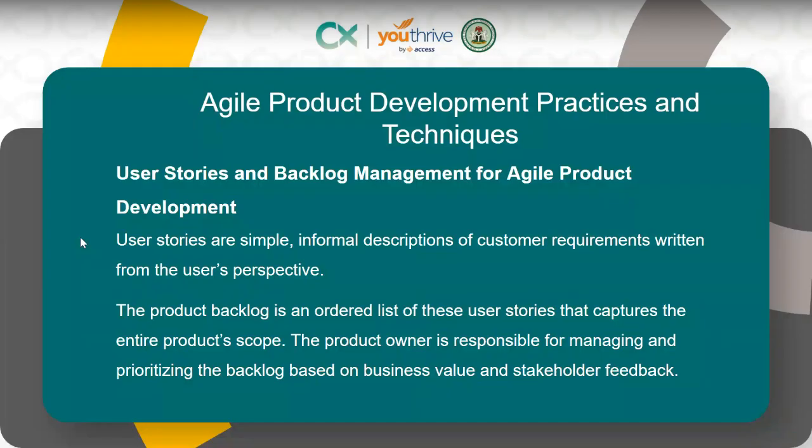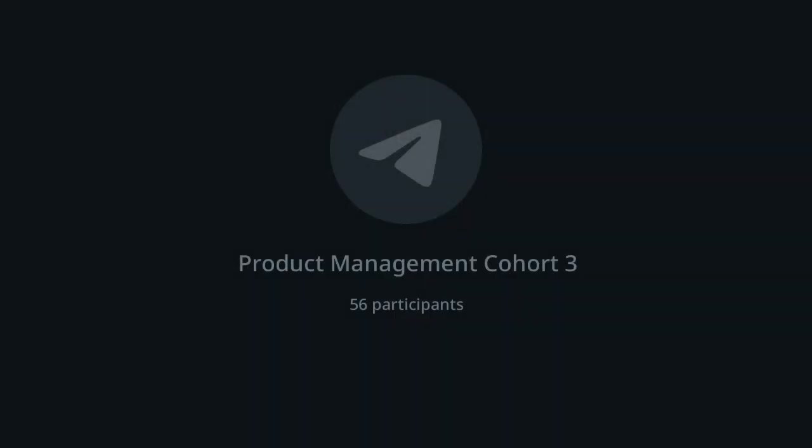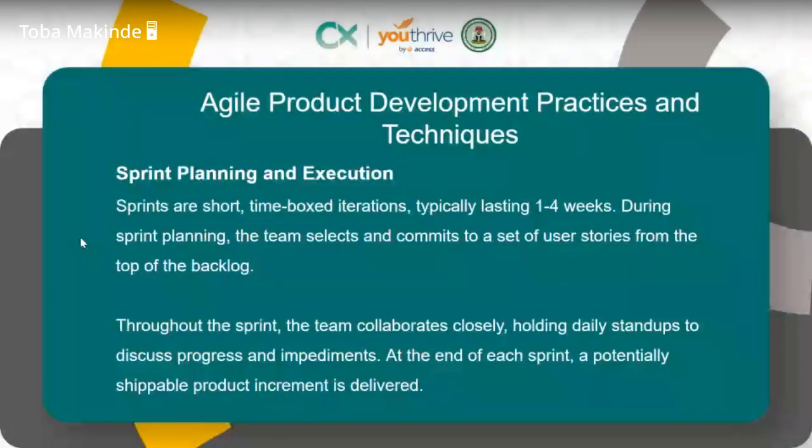So the product owner is responsible for managing and prioritizing the backlog based on business value and stakeholder feedback. We have the sprint planning and execution. I already talked about this. Throughout the sprint, the team collaborates closely and holds a daily stand-up to discuss progress.